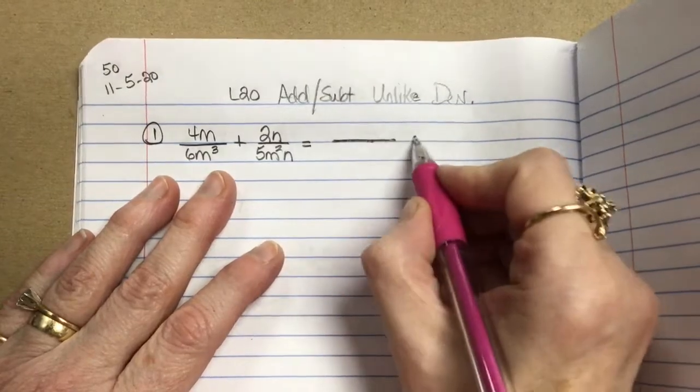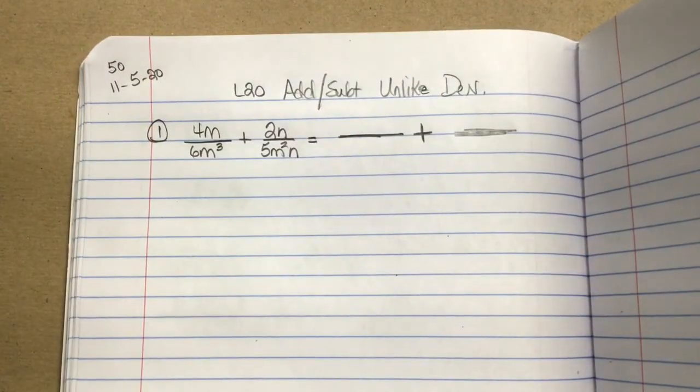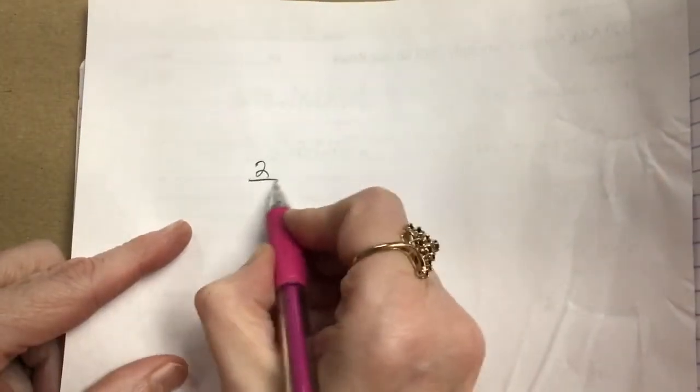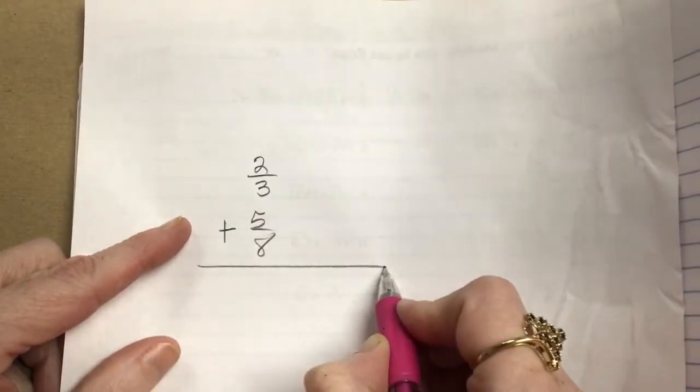Going to put separate fractions. Say, did you learn to do adding fractions like this in elementary school? Did you do them like this, 2/3 plus 5/8? Did you write them up and down like that? You didn't. Some of you wrote them across.